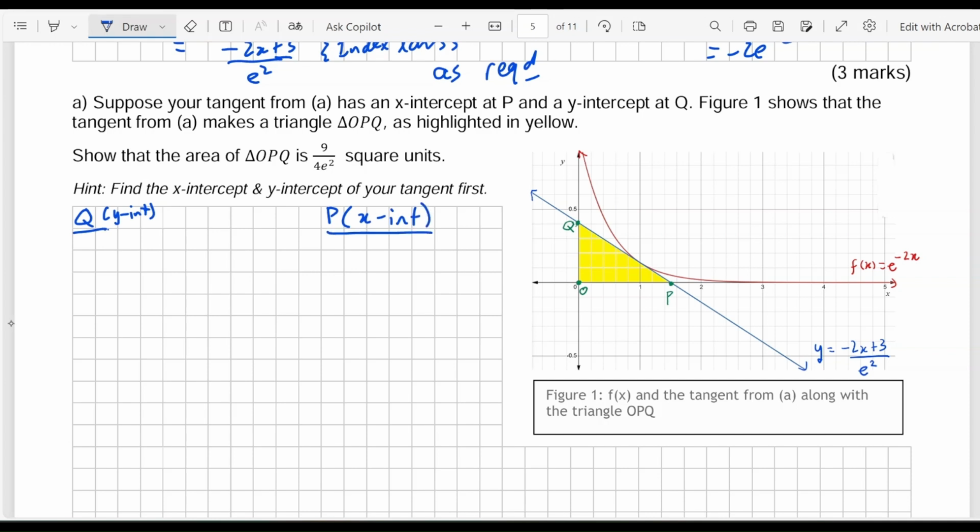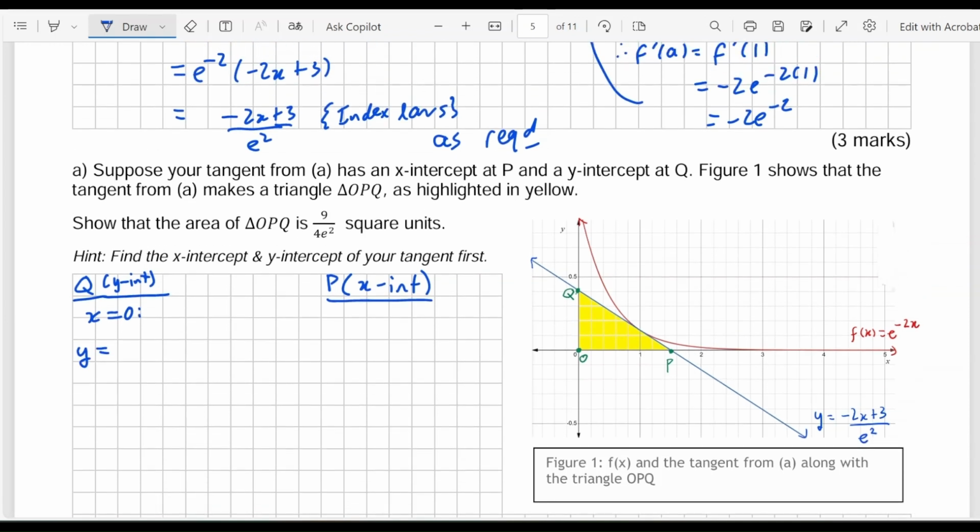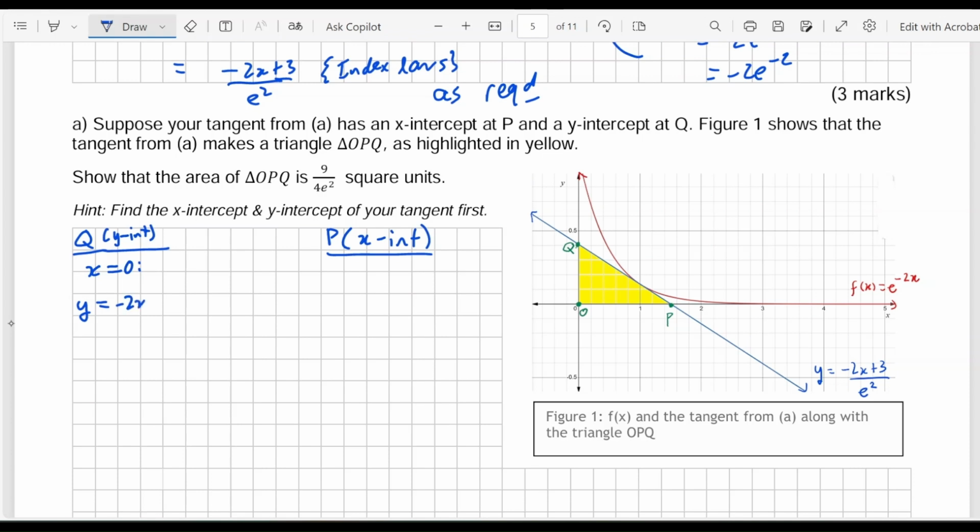Now to find a y-intercept, you just set x equal to 0. So our function was this from before, minus 2x plus 3 all over e squared. And we just got to set x equal to 0 on that. Minus 2 lots of 0 plus 3 all over e squared, which is 3 over e squared.